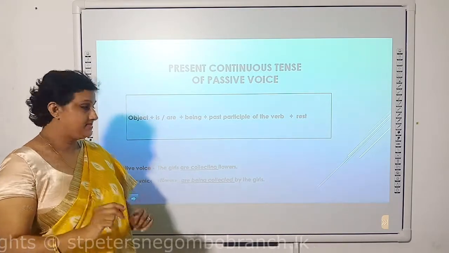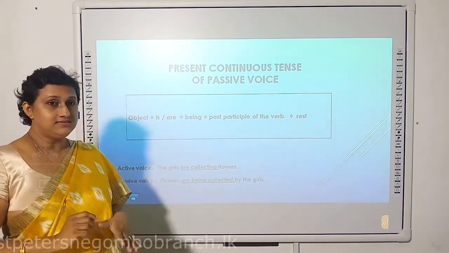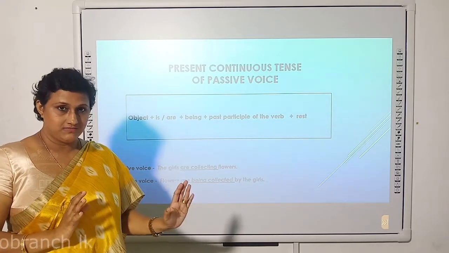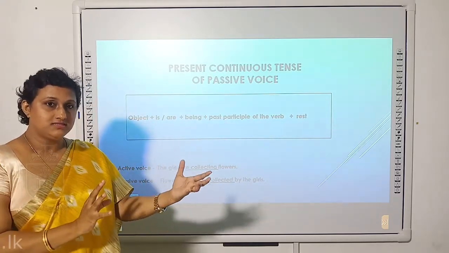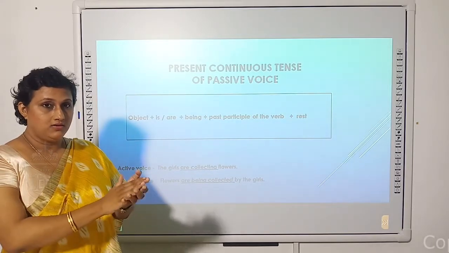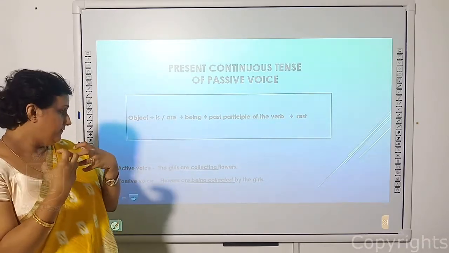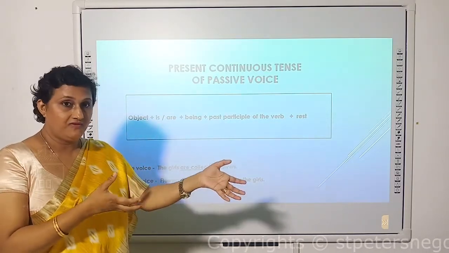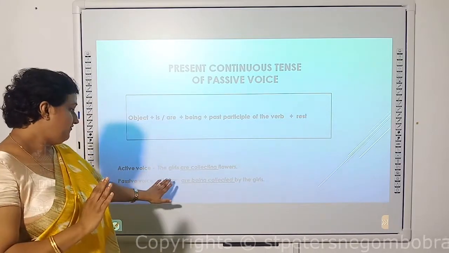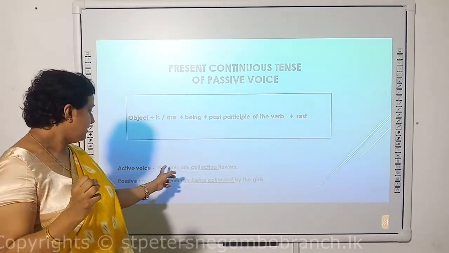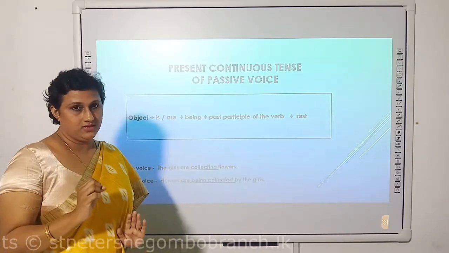Okay, we'll move on to an example. Active voice sentence is the girls are collecting flowers. Then what is the verb? Are collecting. Who is collecting? The girls. The girls are collecting what? Flowers. So flowers has to come to the top. We'll see. Flowers has come to the top, and then the construction of the verb, and then by the girls is given on the other side.